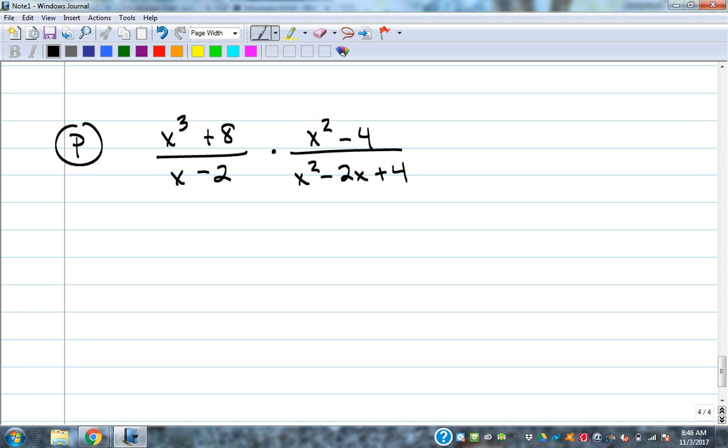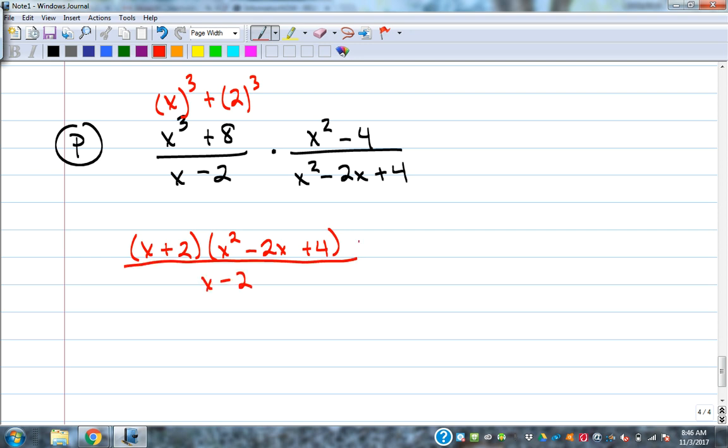So x cubed plus 8, kind of gave it away, is the sum of cubes. X cubed plus what cubed? 2. So the short piece, long piece for that. What's the short piece? X plus 2. It's always going to match. Plus, plus. And then the long piece, x squared minus 2x plus 4. That looks familiar. X minus 2.